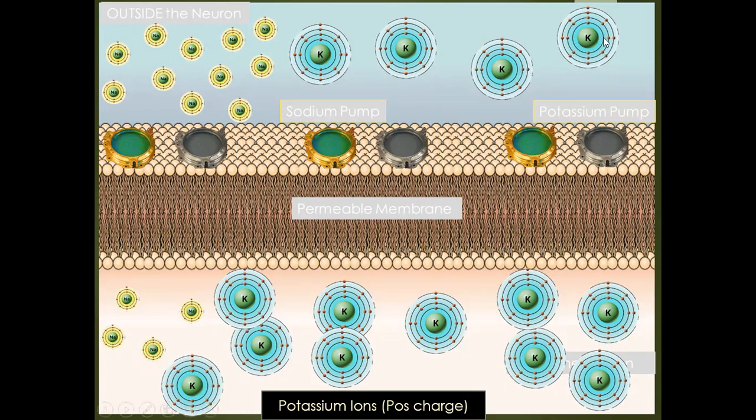Now we have these potassium ions. Again, notice two things. First, potassium ions are also positively charged. So in that way, they're not different than the sodium ions. They're both going to be carrying a positive charge.